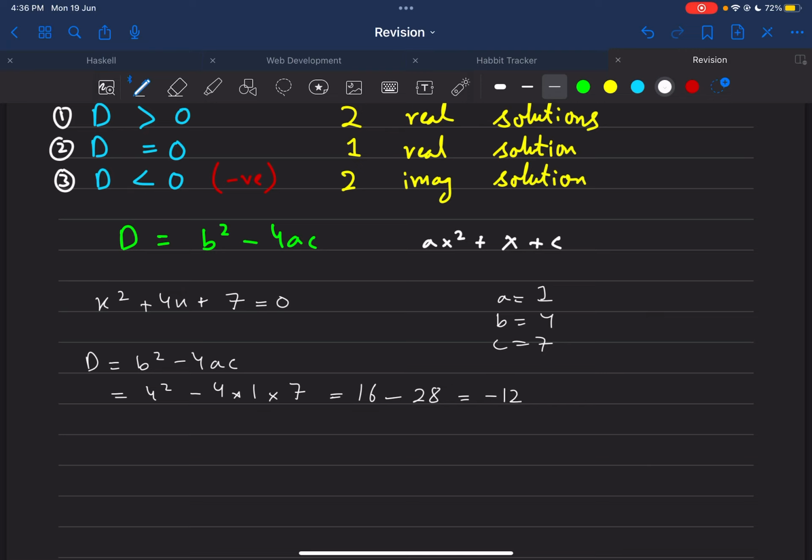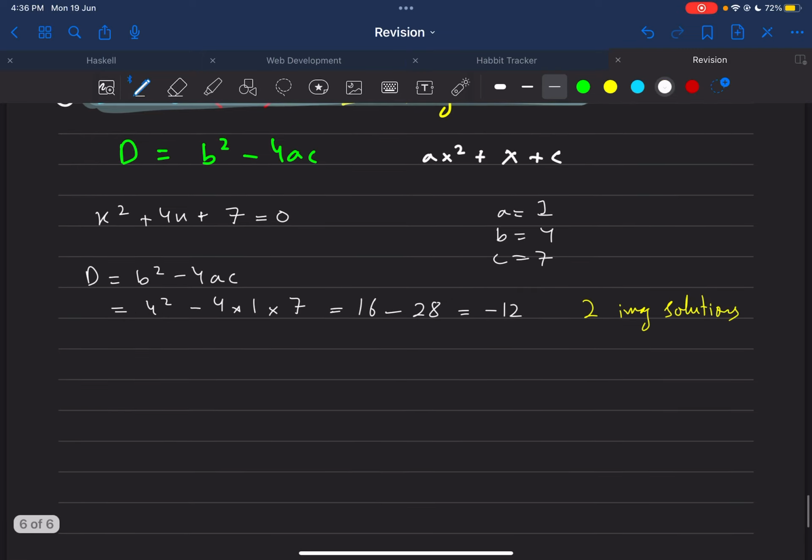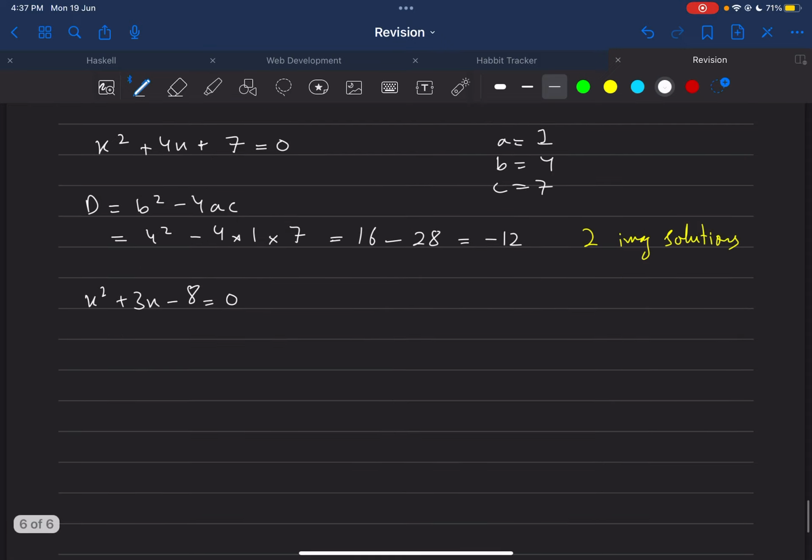So as the discriminant is negative 12 and it's negative, we have this one being true, which means we have two imaginary solutions. Okay. Now another example is x squared plus 3x minus 8 is equal to 0. We need to find the discriminant in this one as well.